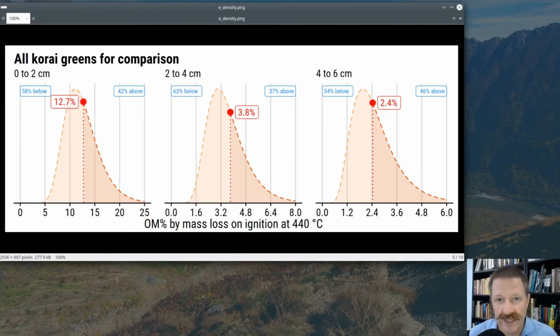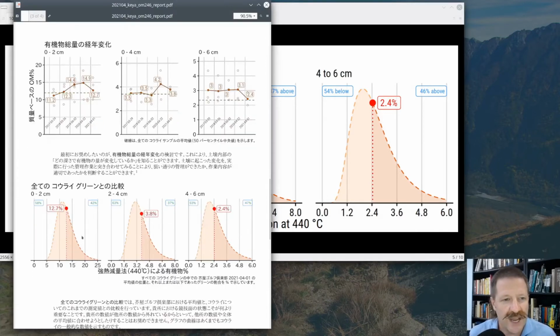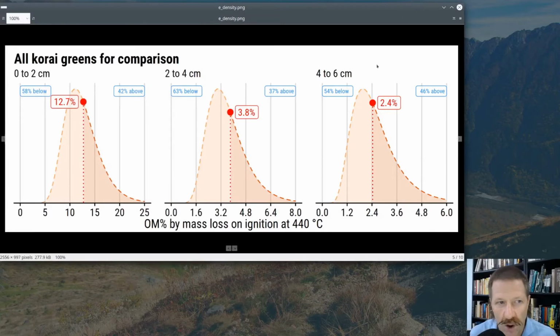The second type of chart that I show, let's go back to the report and look at it. So the top row, the first thing that I show are these time series, and then I go down and show these curves. And let's look at what these curves are, what they mean.